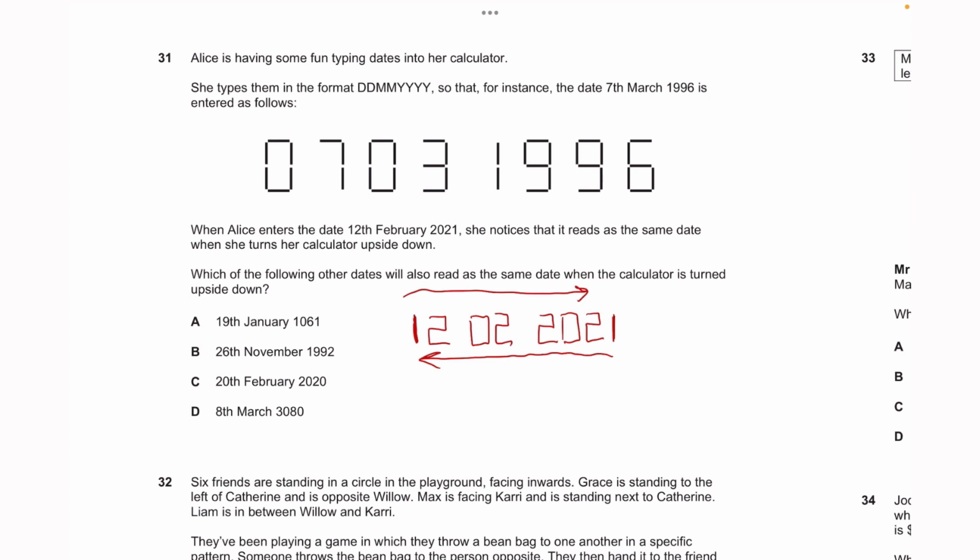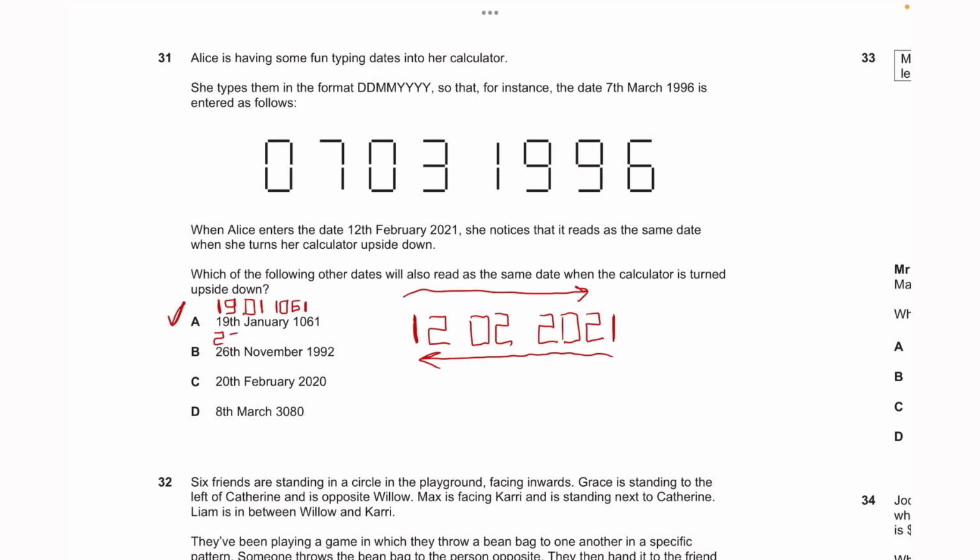So let's write the dates down. So we've got 19, so as though it's a calculator, 1901, 01, apologies. Let's rewrite that again. 1061, and if we turn it upside down, that actually works. So we're going to give it a tick, but we do need to try out the others.